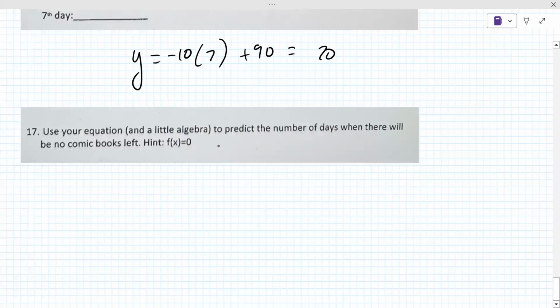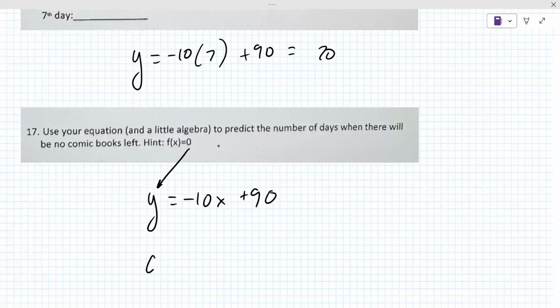So this time you're setting the entire equation equal to 0. That means that y is 0. Okay. Right at 9. Yeah, 9 days. Got it.